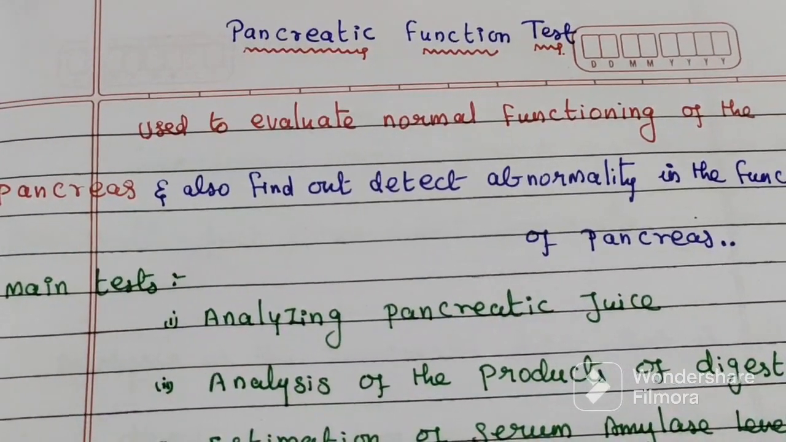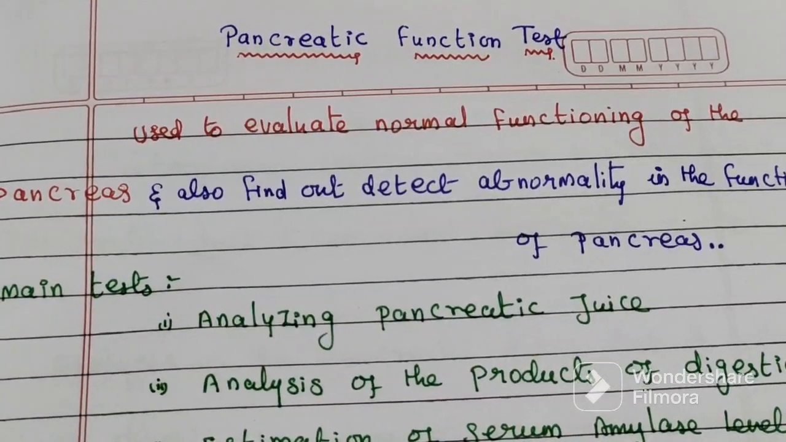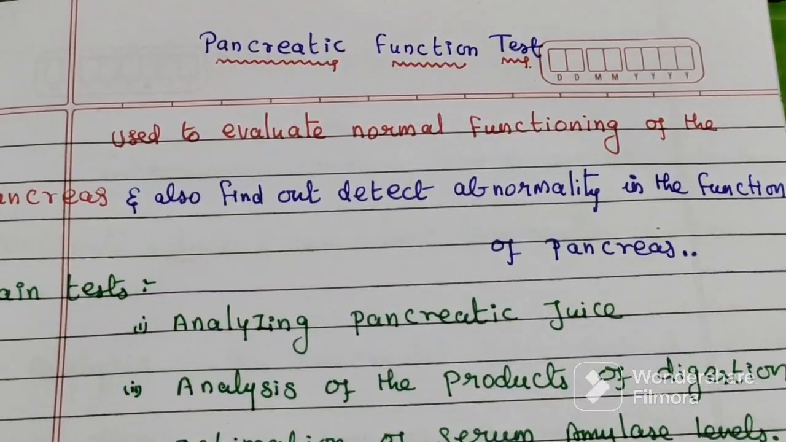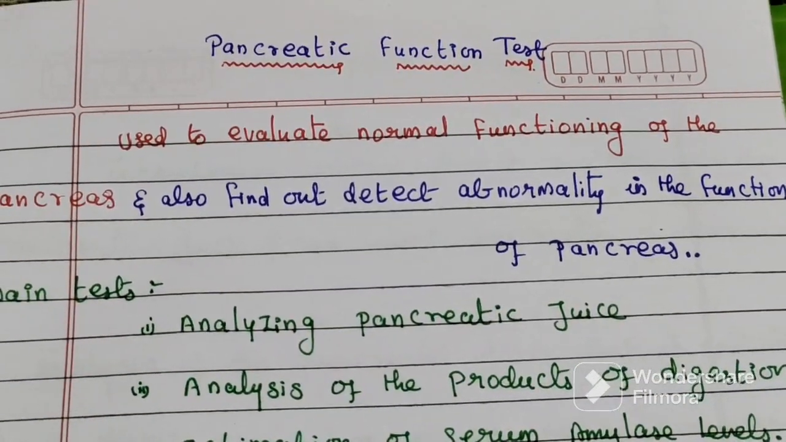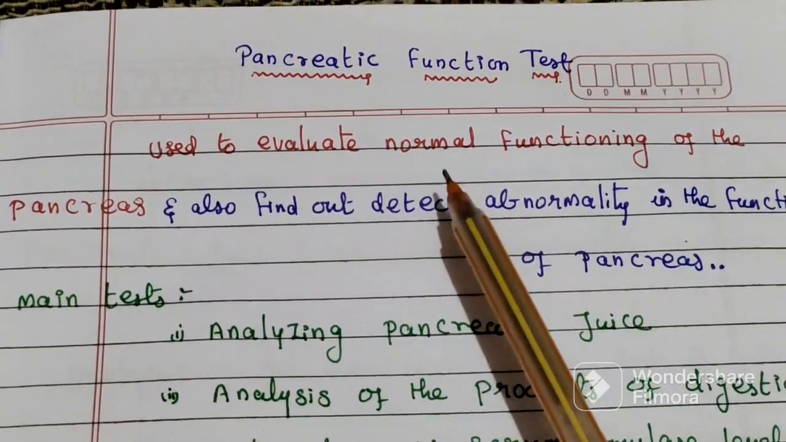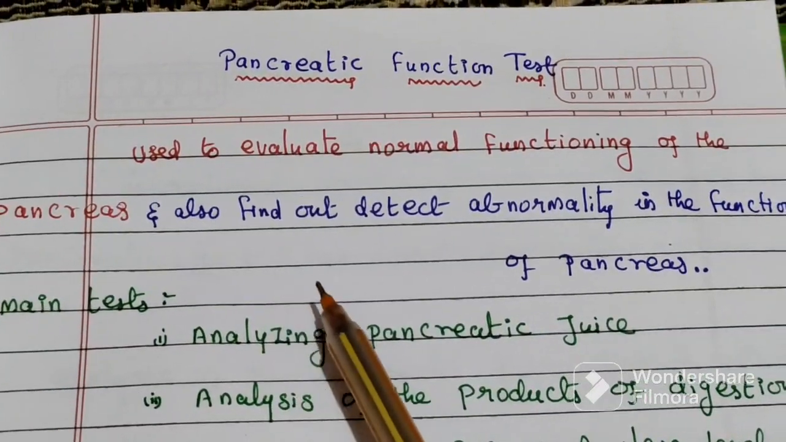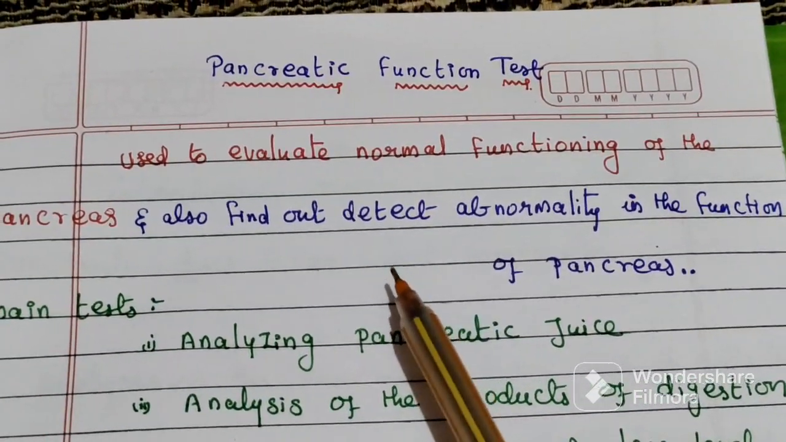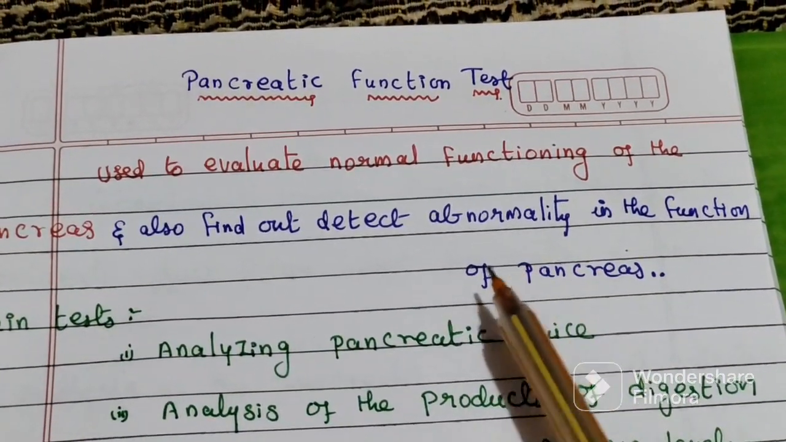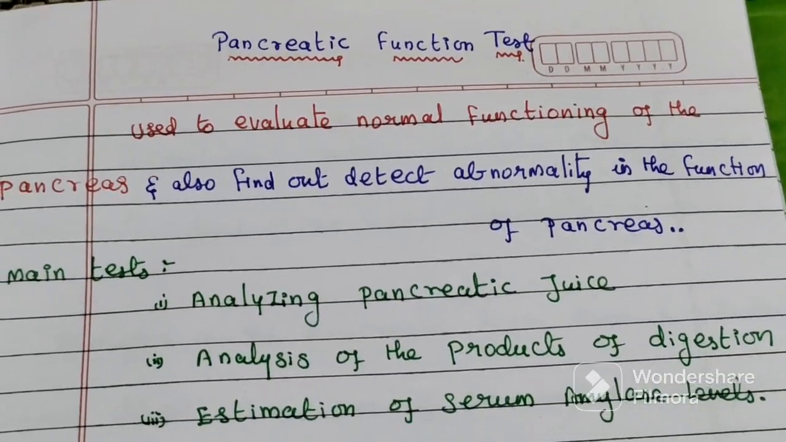In this video, we will discuss pancreatic function tests. What is the role of pancreatic function tests? They are used to evaluate the normal functioning of the pancreas and also to detect abnormality in the functions of the pancreas.